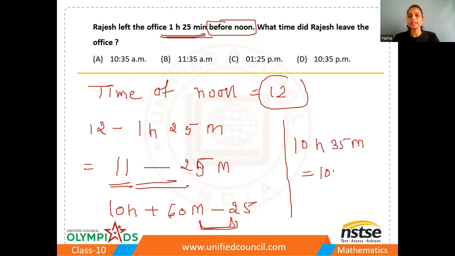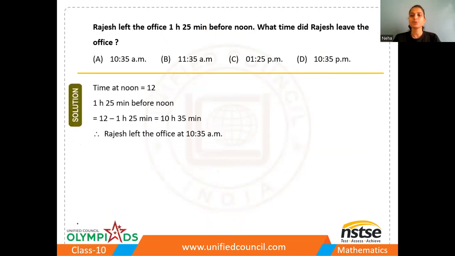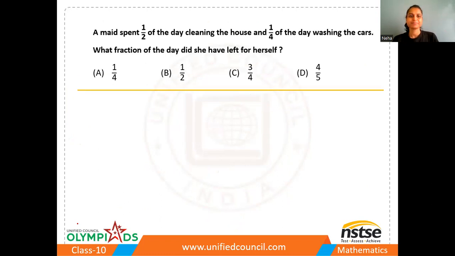That means 10:35. Now this is AM, right? Before noon it is AM, after noon it is PM. So 10:35 AM is the right answer. PM you also have in the options, so just look at the options very carefully. 10:35 AM is the right answer. Now let me show you the solution. All right, let's move to the next one.